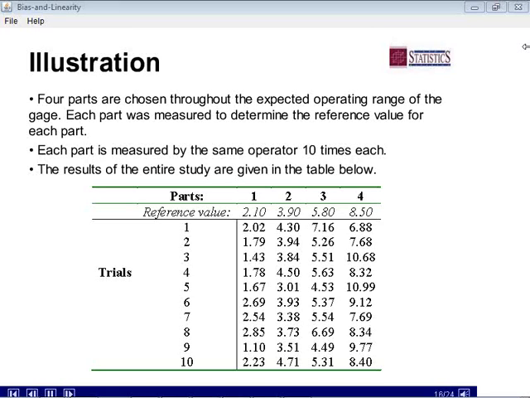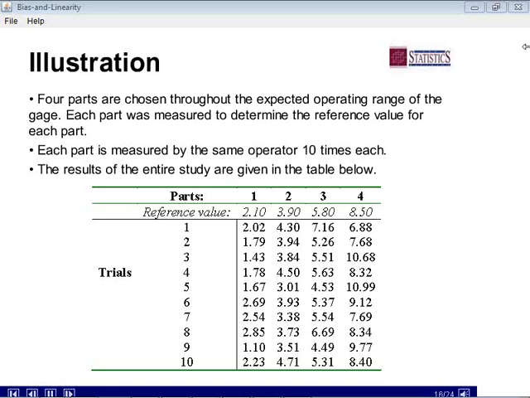Maybe it was contracted outside, another laboratory did the testing, or we know for sure what the golden standard or what the master reference value is for each part. Okay, and those are recorded in the table that you see there. Each part is measured by the same operator, say 10 times each. And this is the result of the entire study.